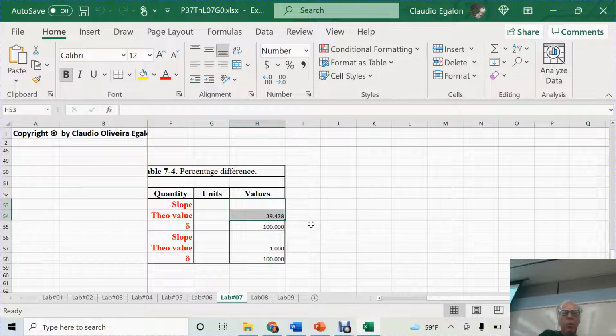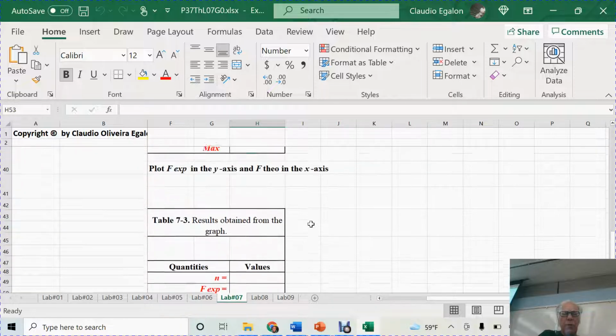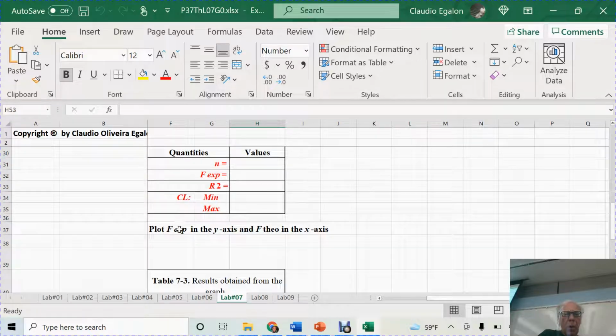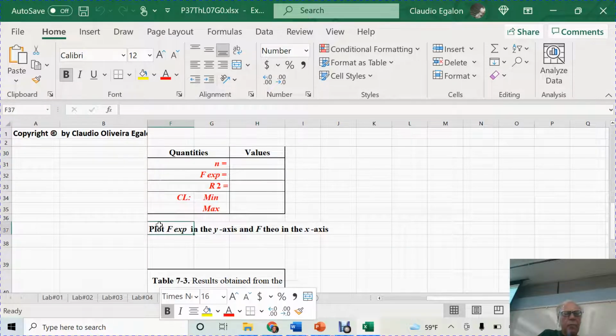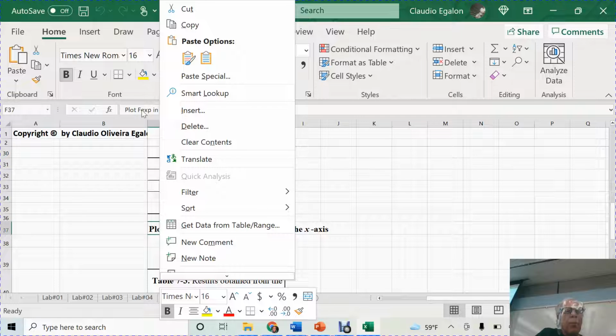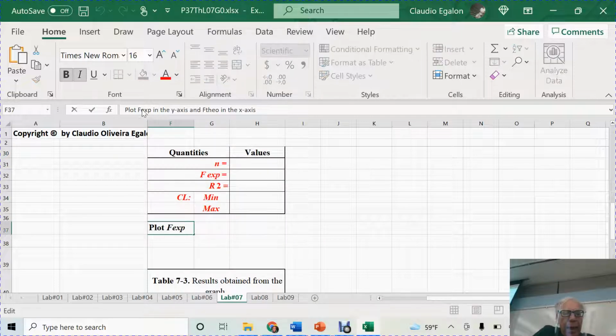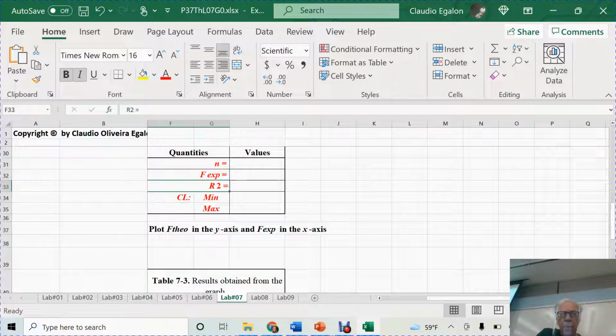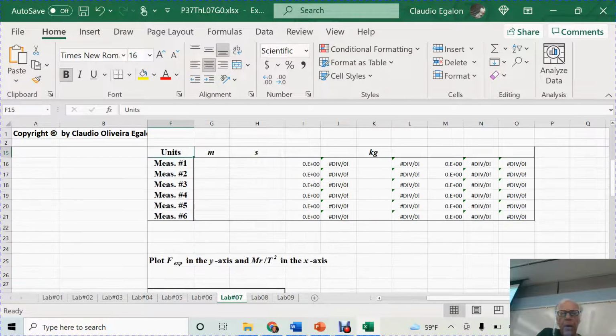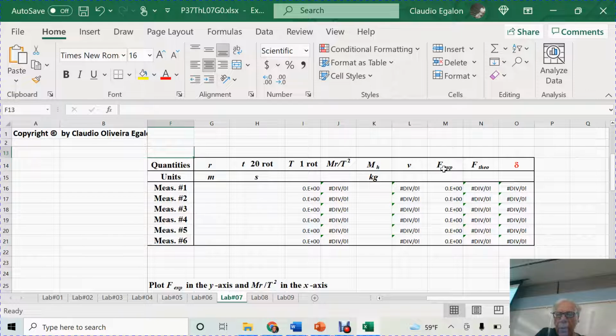And what else do you have to do? You're going to plot a second graph. It's not the x experimental, it's got to be the F theoretical in the y-axis. That's easier if you put the F theoretical in the y-axis and the F experimental in the x-axis. Here you go. See, F theoretical and F experimental right in here. Cool.